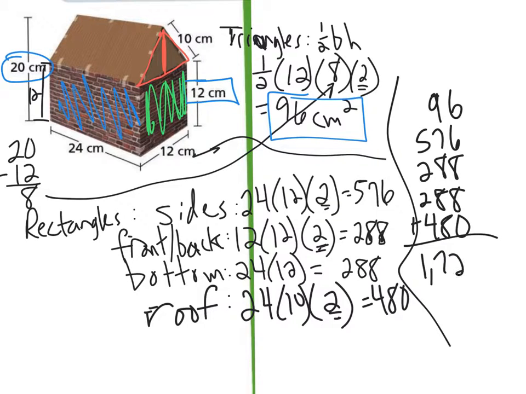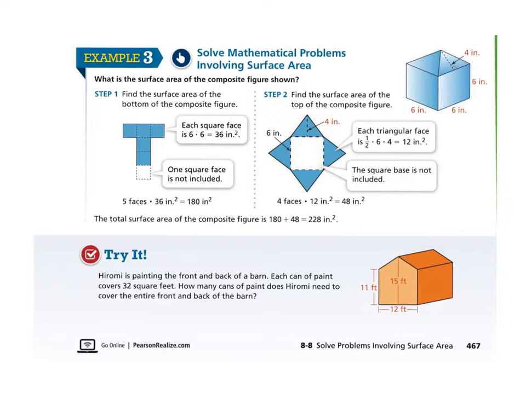Okay, 1,728 square centimeters would be our surface area. Good. Look at example 3.